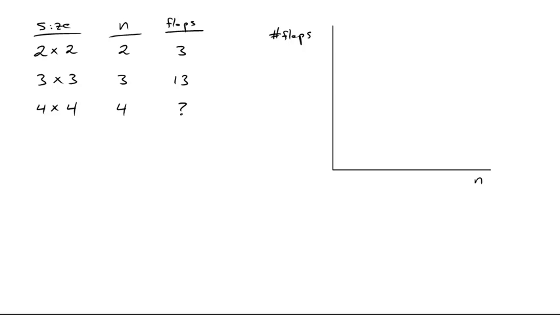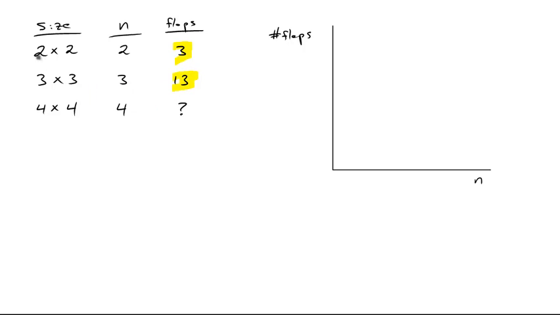In this screencast, let's explore how the number of floating point operations scales with the size of the matrix. In a previous screencast, we saw that decomposing a 2 by 2 matrix required 3 floating point operations. Decomposing a 3 by 3 required 13. How about a 4 by 4?